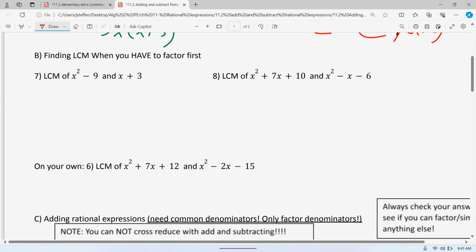So now going into the ones where you have to factor first. Now, again, just like yesterday, I'm not going to give you anything that's crazy to factor. At the very most, I will give you a trinomial to factor that does not have a leading coefficient.